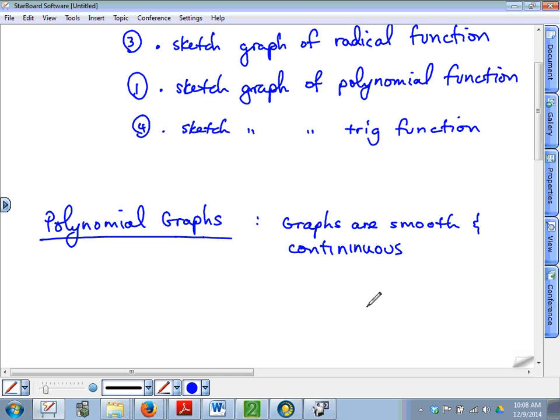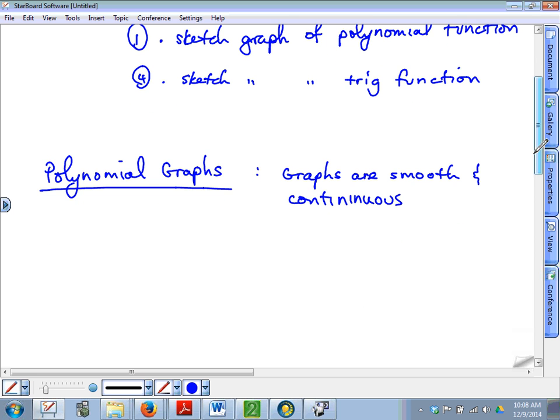A polynomial, all a polynomial is a bunch of terms like 3x to the fourth plus 5x squared minus 2x. Those are polynomials. We've seen a ton of those, yes? Those are easy to take the derivative of, yes? They're also pretty easy to graph. That's why we start with these.